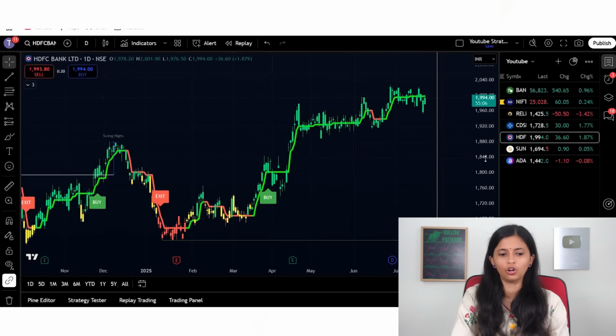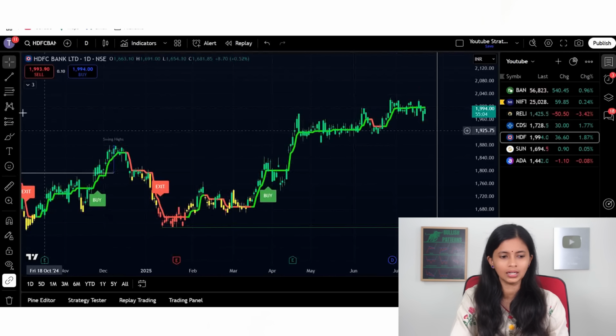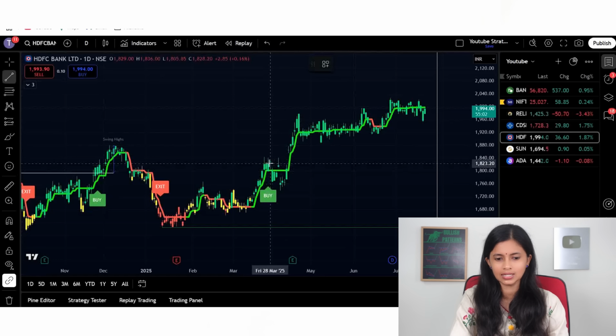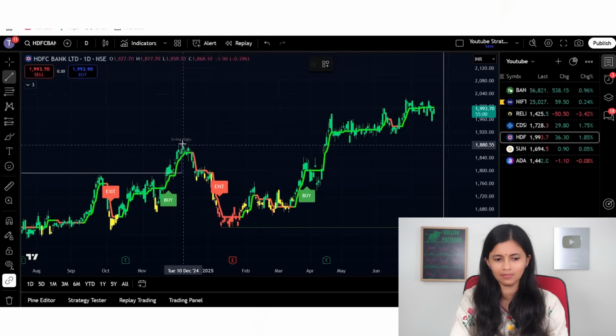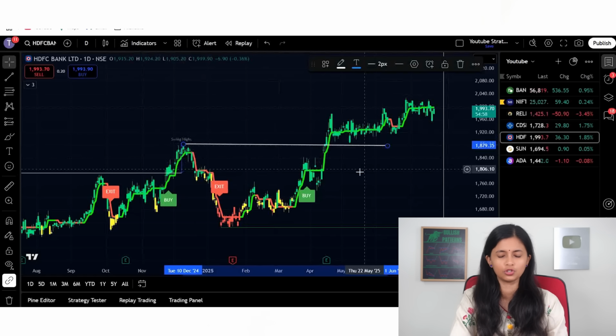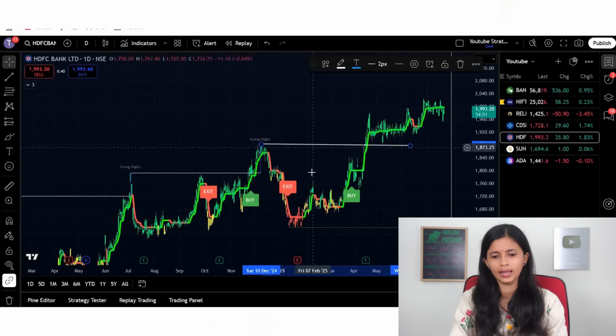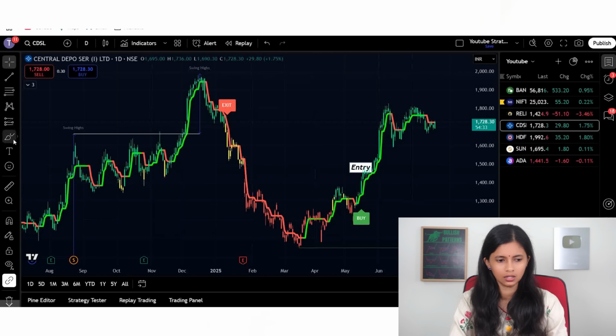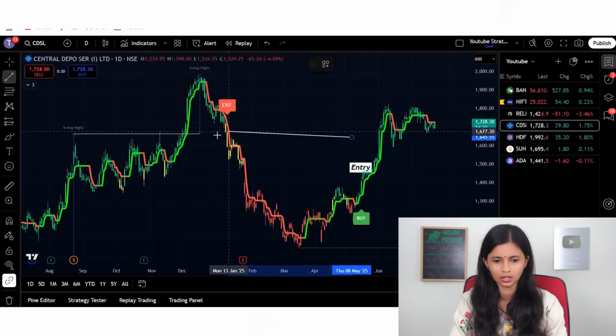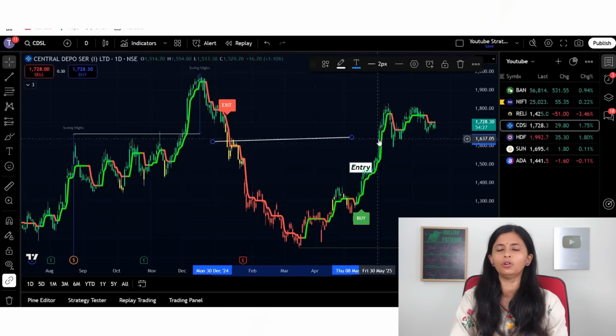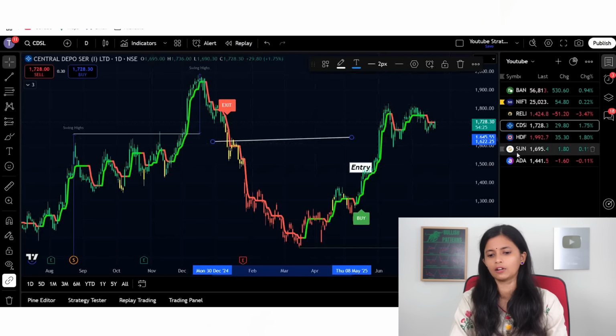And for exits, you also have another way of exiting. If our entry is somewhere at this point, you can just locate the previous swing high and you can exit there. If you just want to do a positional trade or you don't want to hold too long, then the previous swing high can also be your exit. And here if you observe, our previous swing high is somewhere at this point. So you can directly go about and exit here instead of holding it for too long.